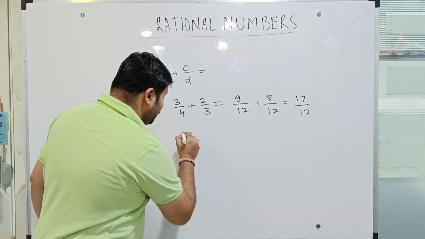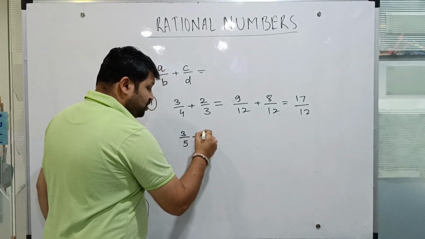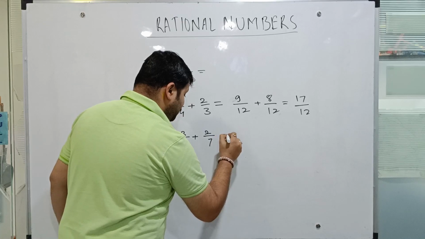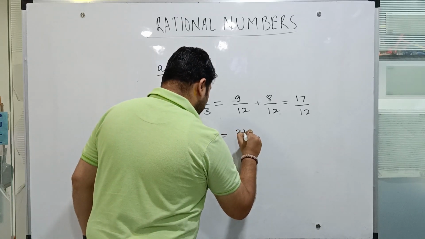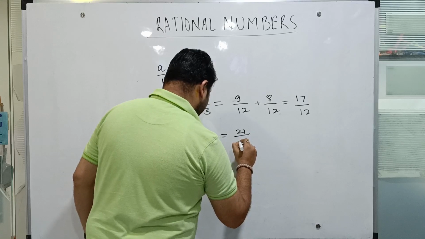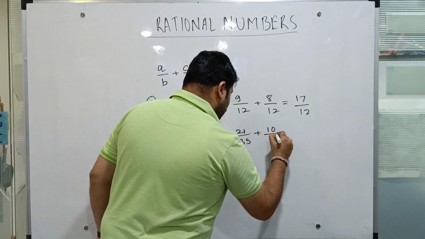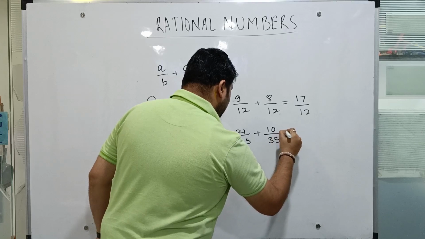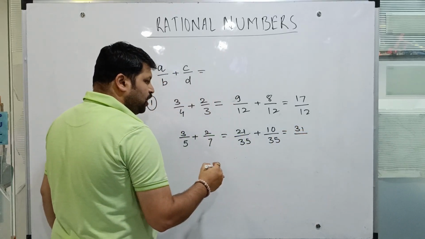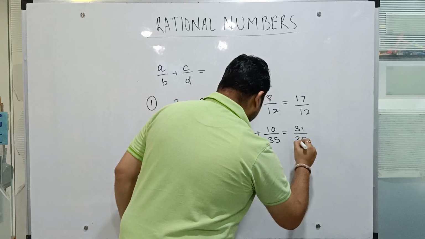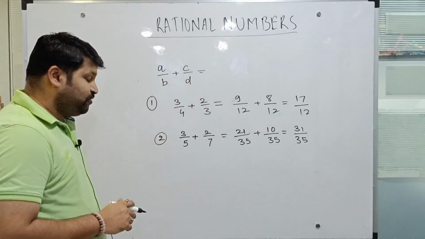If I have 3 upon 5 plus 2 upon 7, then I'll have to make the denominator the same. So it would be 21 upon 35 plus 10 upon 35, giving me 31 upon 35. Let's take an example with a negative number now.